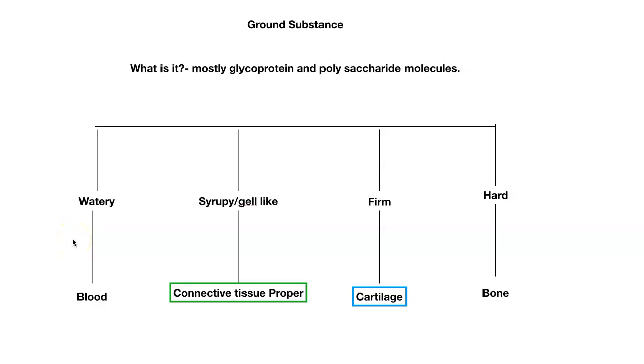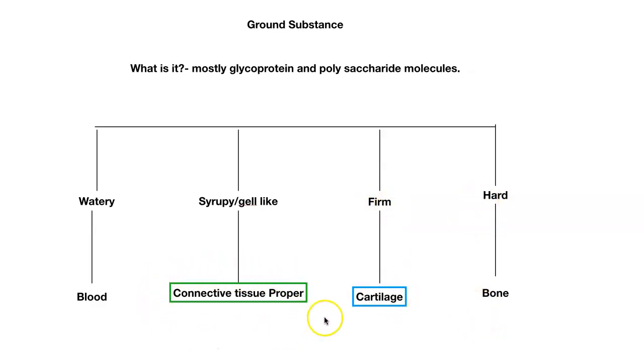Okay, class, this is the second video on connective tissue. Remember, just a brief review, we classify connective tissue based on the ground substance. So if the ground substance is a liquid, it's going to be our blood connective tissue. If it's syrupy and gel-like, it will be connective tissue proper. If the ground substance is firm but flexible, cartilage. If it's hard, it's bone.